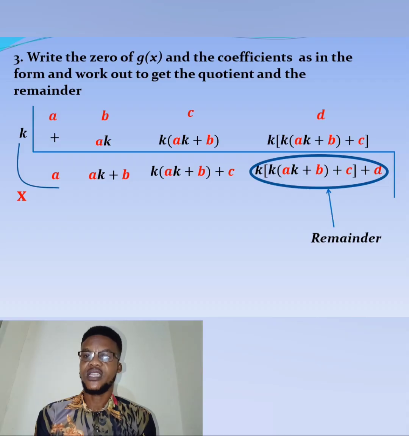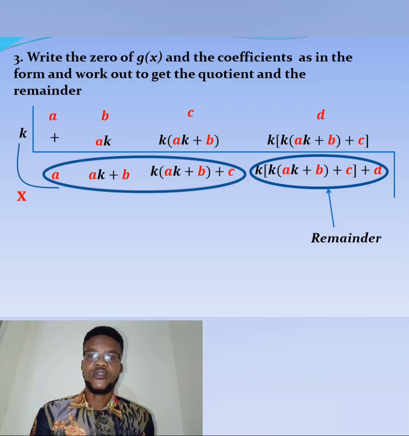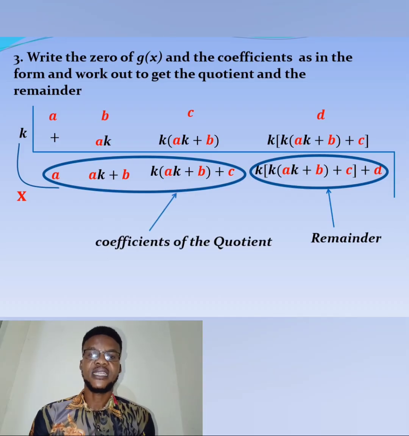So whenever you do these calculations, the last number becomes our remainder. What about the rest of the figures? The rest of the figures become the coefficients of the quotient. So it is the coefficients that we use to write the quotient. To get your quotient, you write it from the coefficients you have now. Have you gotten that? So how do we write the quotient?